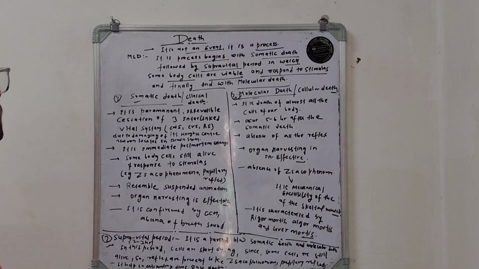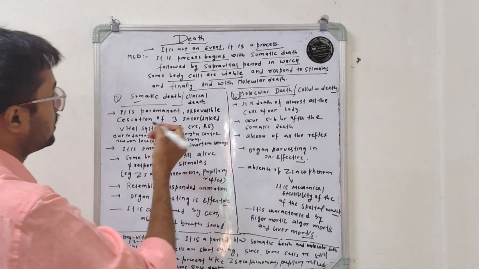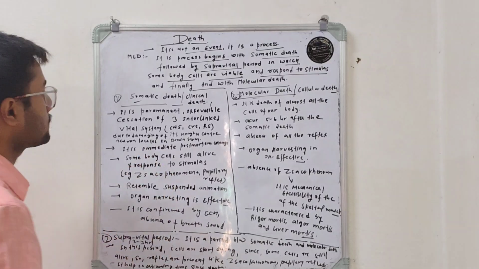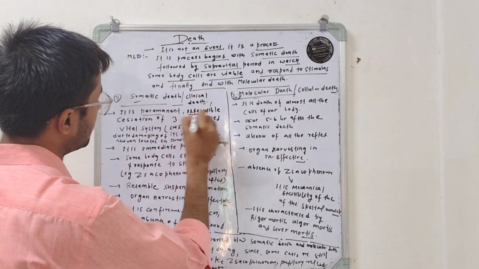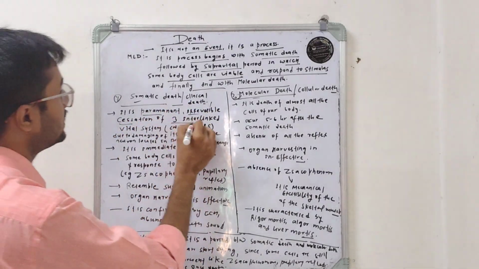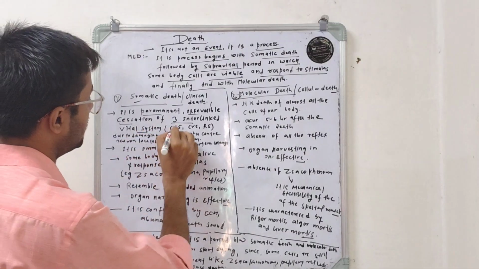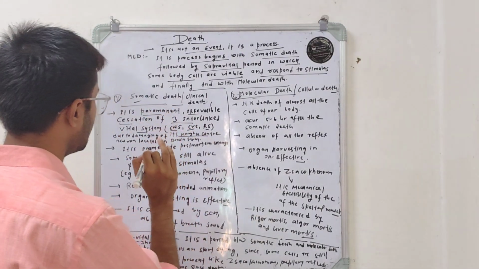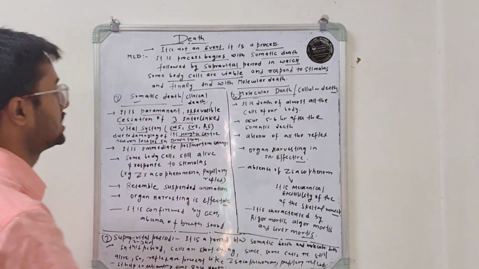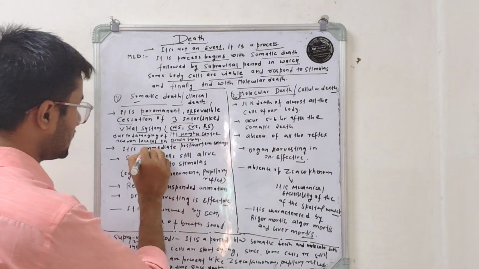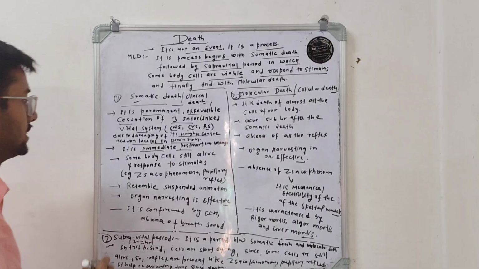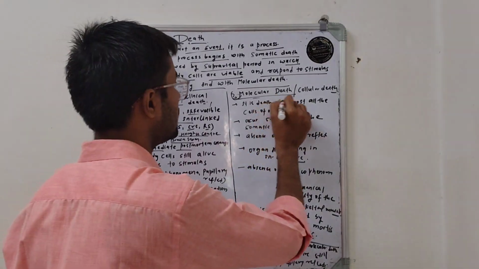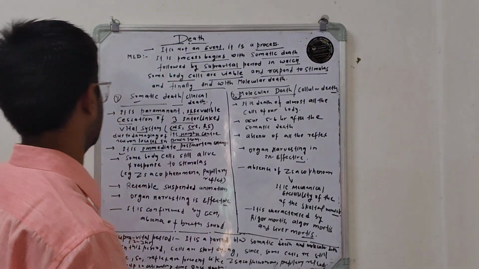So what happens in case of the somatic death? First thing, somatic death is also called clinical death. It is the permanent irreversible cessation of the three interlinked vital systems, I mean CNS, CVS and RS, due to damage of the higher centers located in the brainstem. Second thing, it is the immediate post-mortem change, while the molecular death is the late post-mortem change.